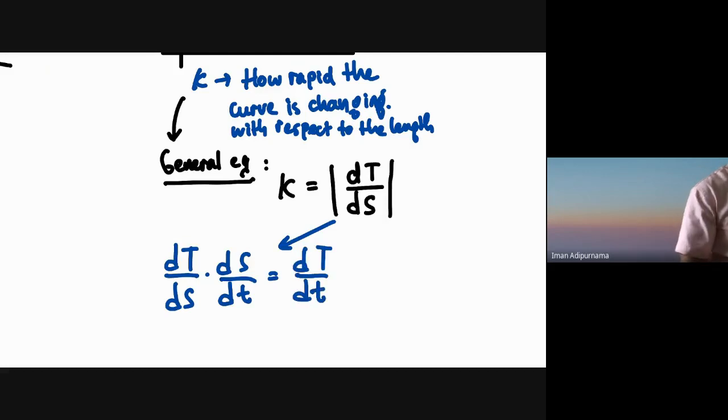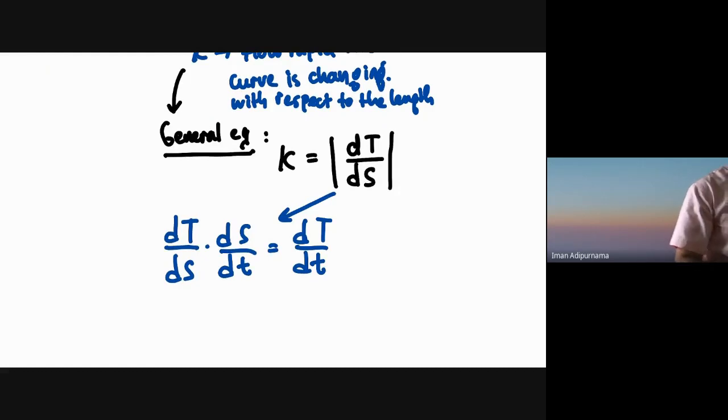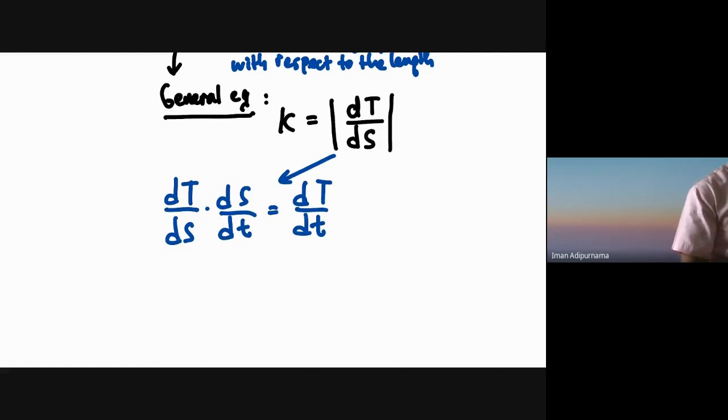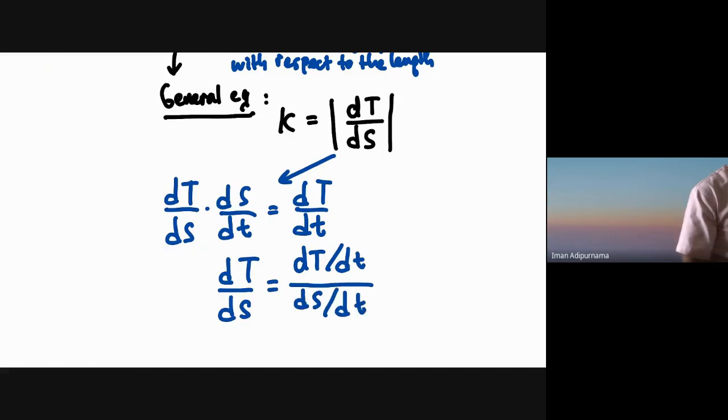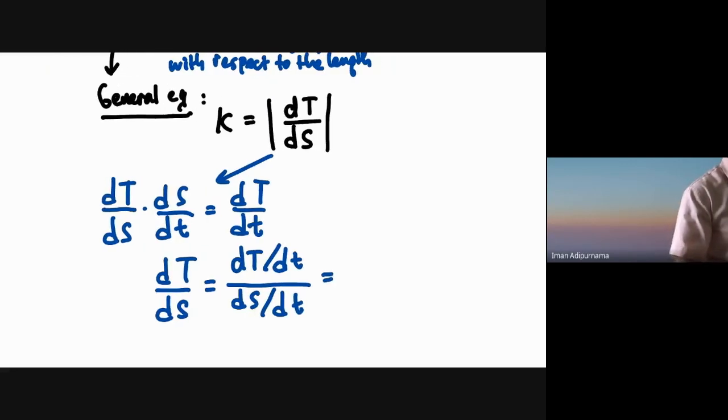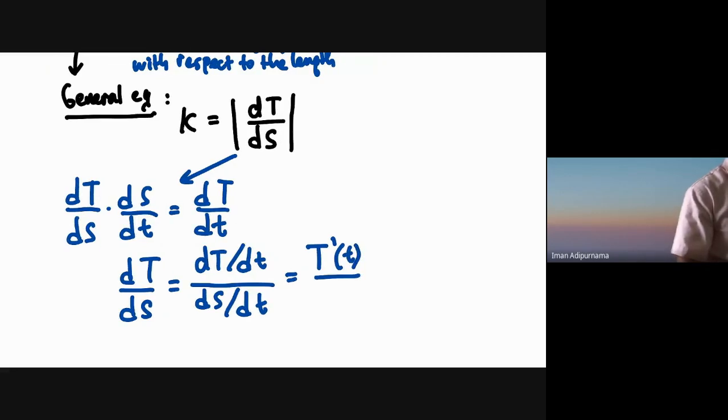Okay, so we can write this down in terms of dT over dt over ds over dt. Okay, and then this is actually T prime, right? And ds over dt is the r prime t, right?